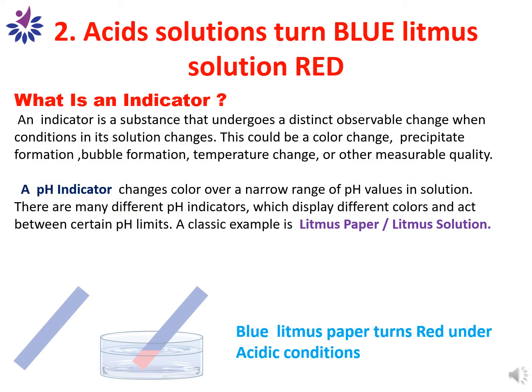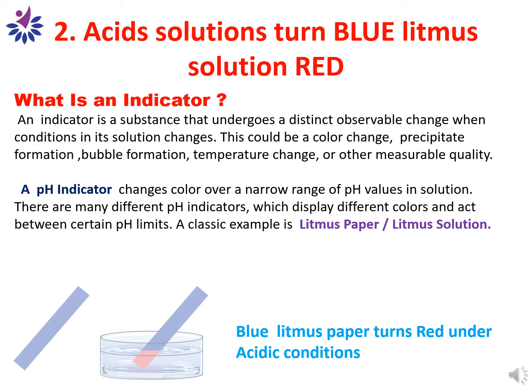The second physical property of acid is that acid solutions turn blue litmus solution red. Now the question arises: what is a litmus solution? Litmus solution is a kind of indicator. Indicators, as the name suggests, are those which help to indicate. An indicator is a substance that undergoes a distinct observable change when conditions in its solution change. This could be a color change, precipitate formation, bubble formation, temperature change, or other measurable quality.